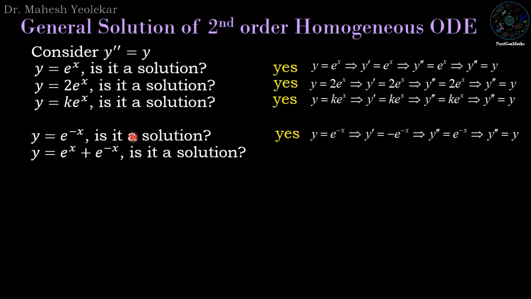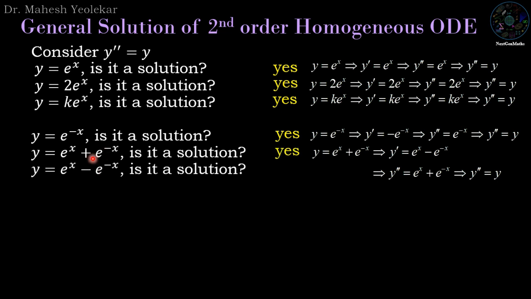Now, y equal to e power x plus e power minus x. That means the sum of these two solutions. Will it be a solution? Just check it. y equal to e power x plus e power minus x. If we take the differentiation, then y dash is equal to e power x minus e power minus x. Now the derivative of y dash, y double dash, is e power x plus e power minus x. So y double dash is equal to y. So it also satisfies the equation, and y equal to e power x plus e power minus x is also a solution.